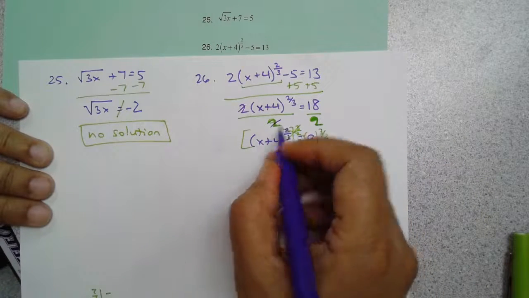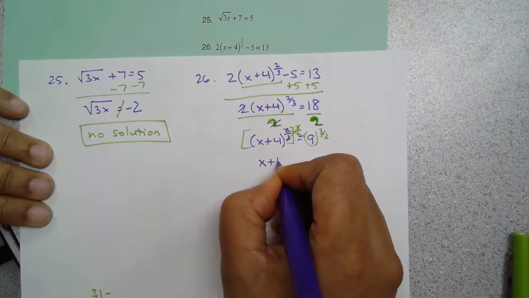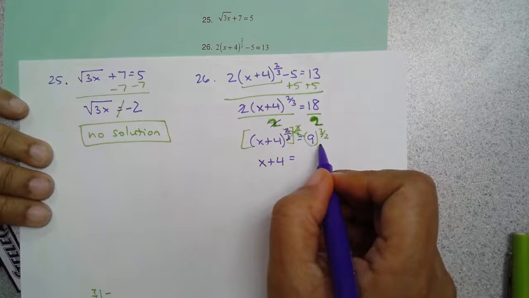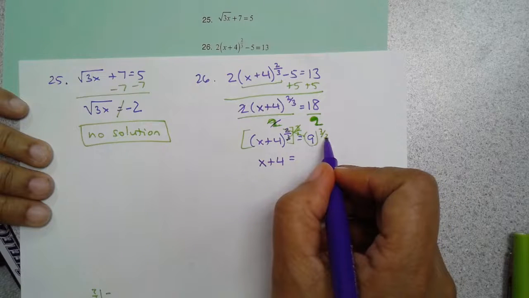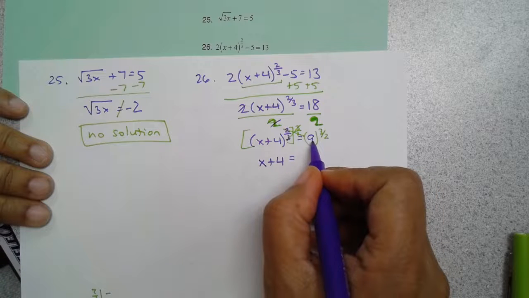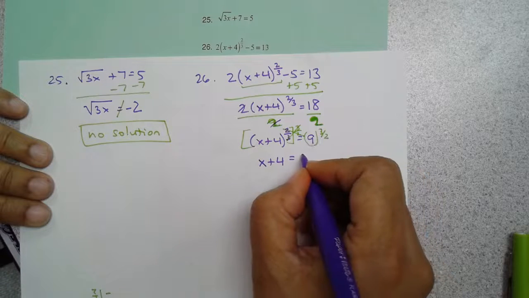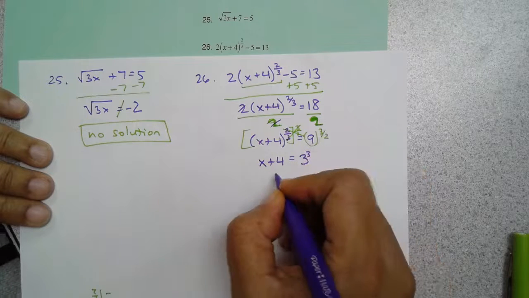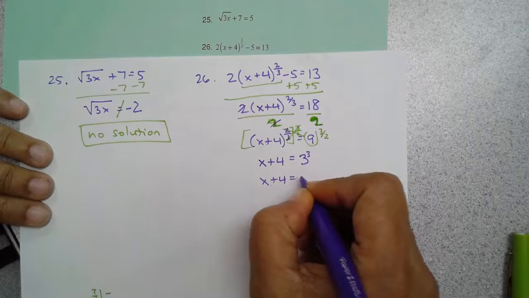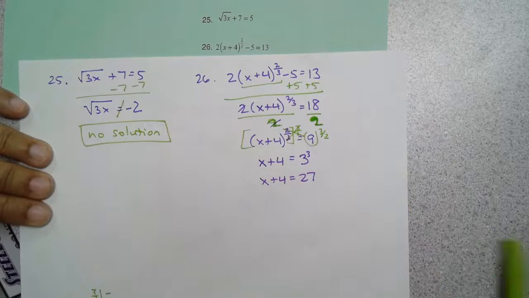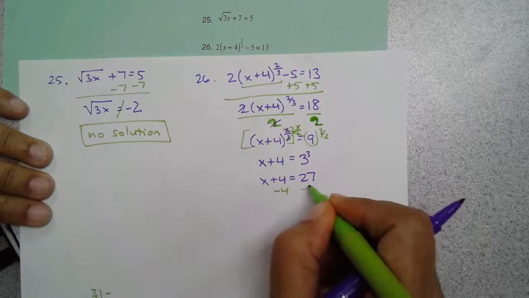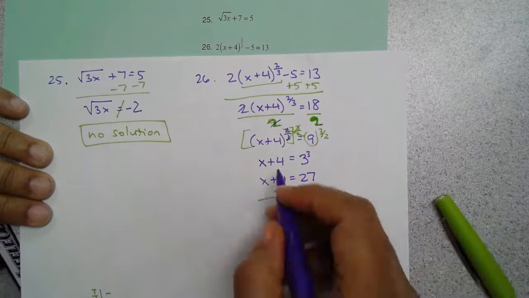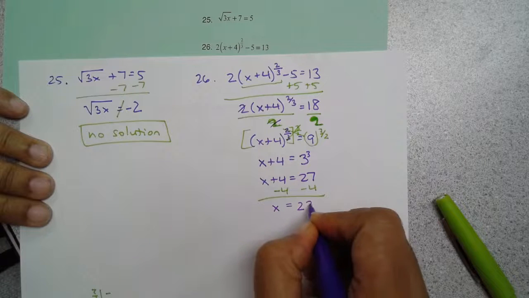This all becomes 1. So we just have x plus 4 by itself equals, now let's simplify. The root is what I'm going to do first. So this is square root of 9. And the square root of 9 is 3, but we're still going to cube that. And 3 cubed is 27. And the last step I'm going to do is subtract the 4. So we have x equals 23.